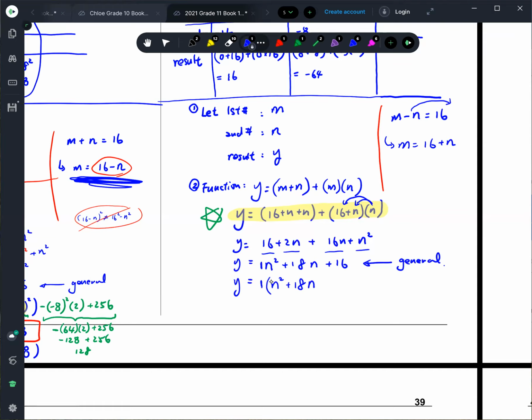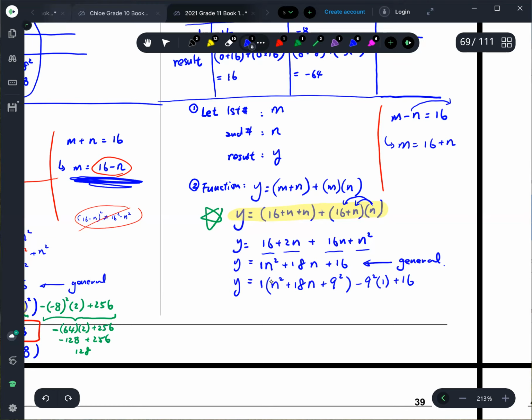plus 9 squared, and then bracket minus 9 squared, yeah, go on. And then is it 1 times bracket 1, that's right, times and then 1 plus 16? Plus 16. Good. Go on, next step.